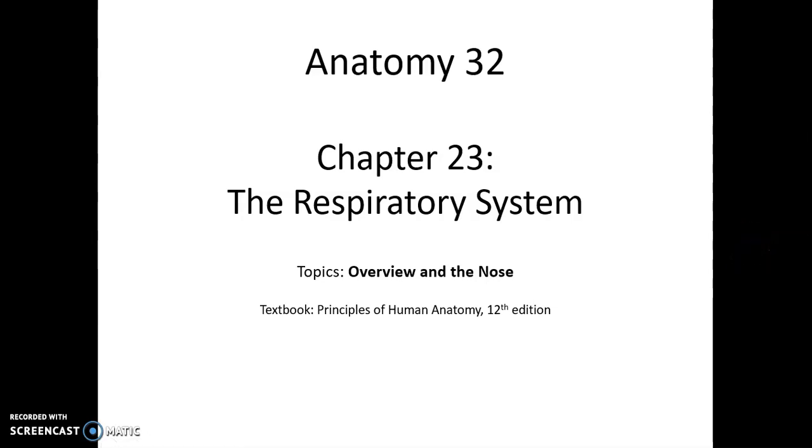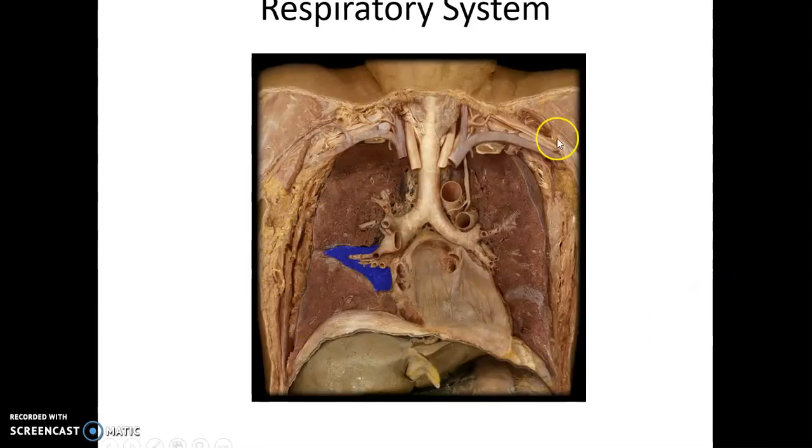Anatomy 32, Chapter 23, the Respiratory System. Topics: Overview of the Respiratory System and the Nose. So, the respiratory system includes, of course, the lungs and the structures that carry air to and from the lungs. And most of these structures are found in the thoracic cavity.